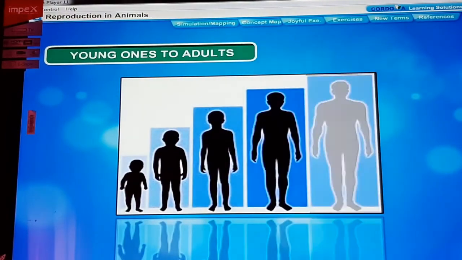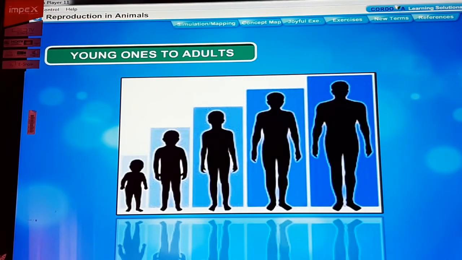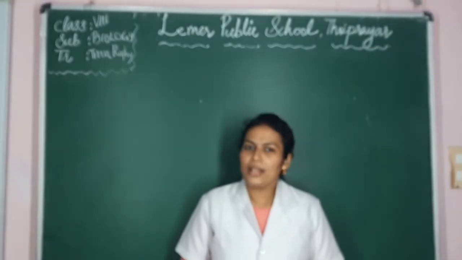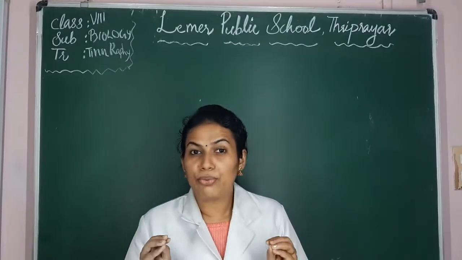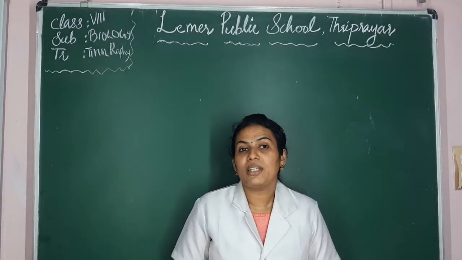Young ones to adults. The new individuals which are born or hatched from the eggs continue to grow till they become adults. Mostly the young ones have similar shape and structure as their parents, but in some cases the young ones look different from the adults. Animals like frogs, mosquitoes and butterflies have different stages of development between hatching of eggs and the formation of an adult individual.